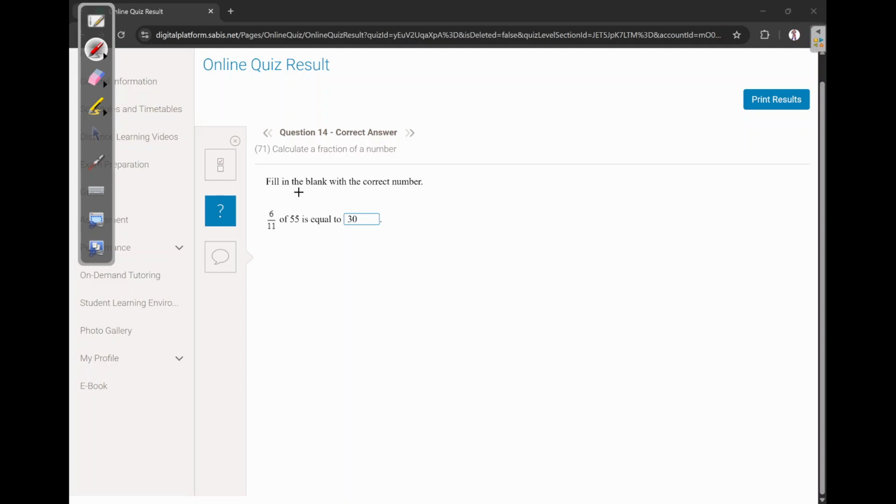55 divided by 11 equals 5, and then because now it's not 1, we have to times it. Because if it was 1, it would just stay the same. We times it by 5, and so we get the answer 30. We have to times it because now it's not 1. If it was 1, we wouldn't have to times it because we would get the exact same answer.